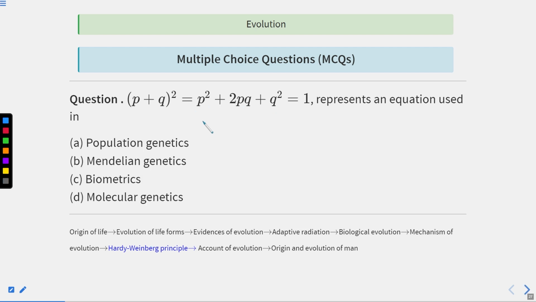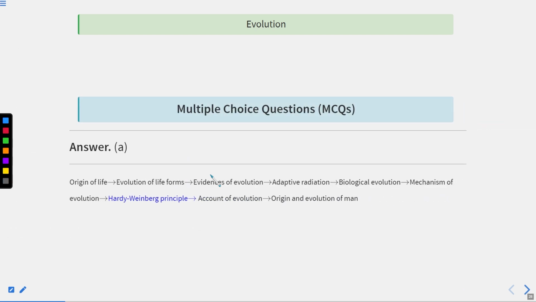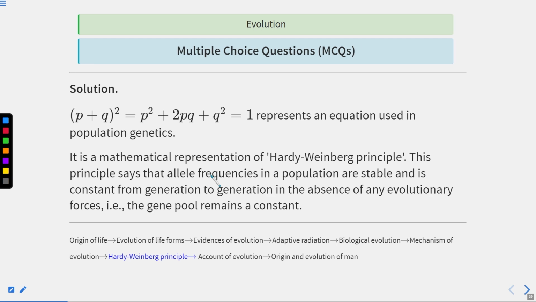Now the question is, this equation is used in, what is the application of this equation? First is population genetics, then we have Mendelian genetics, third is biometrics, and fourth is molecular genetics. Okay, now let's have a look at the answer. Option number A is correct, means population genetics. So this equation is used in population genetics.